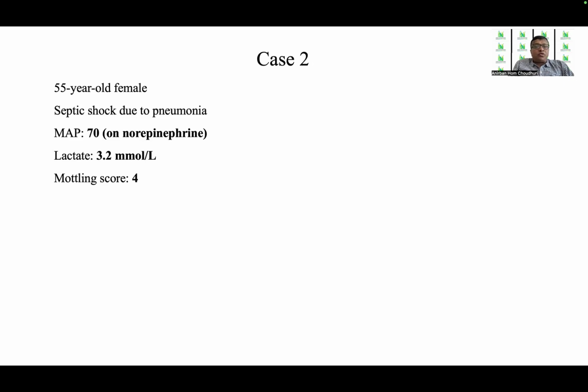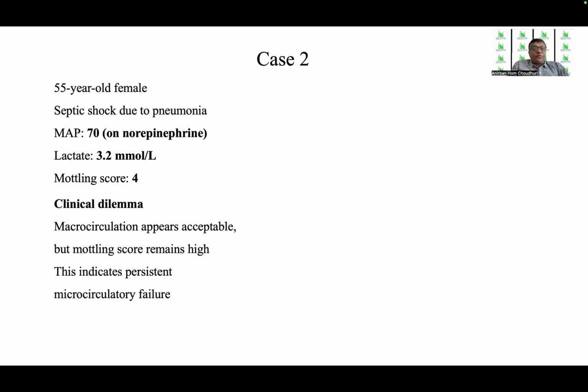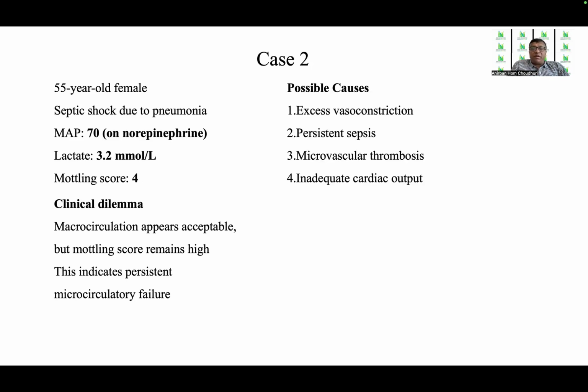Let us see case 2, a 55-year-old female with septic shock due to pneumonia with a MAP of 70 on norepinephrine, a lactate of 3.2 and a very high mottling score of 4. Now, the clinical dilemma is that macrocirculation appears acceptable, although it is 70 on norepinephrine, but the mottling score is very high, which indicates persistent microcirculatory failure.